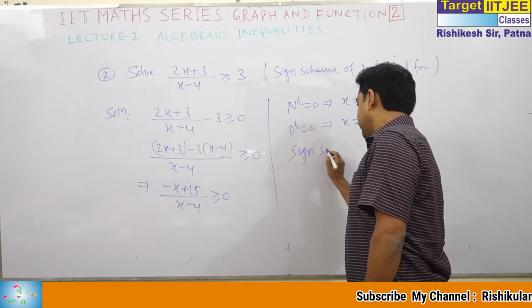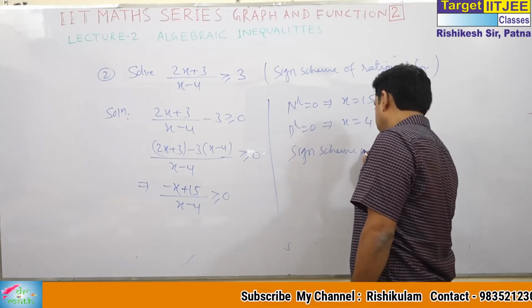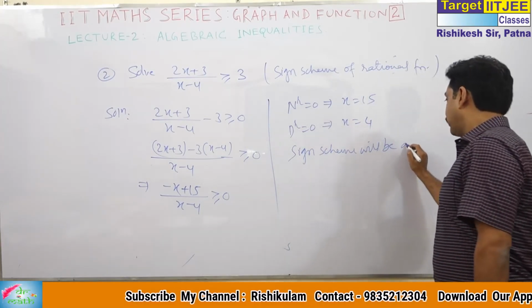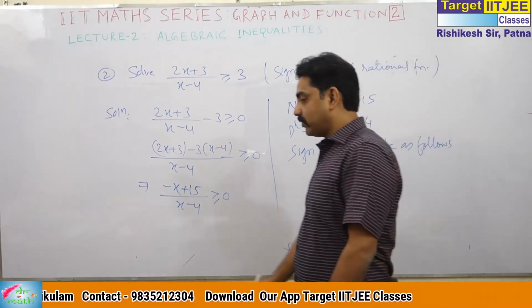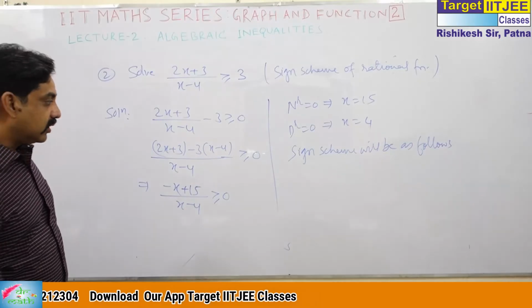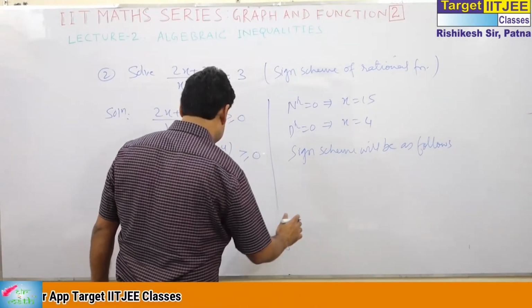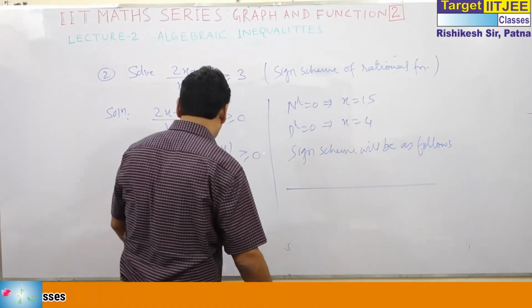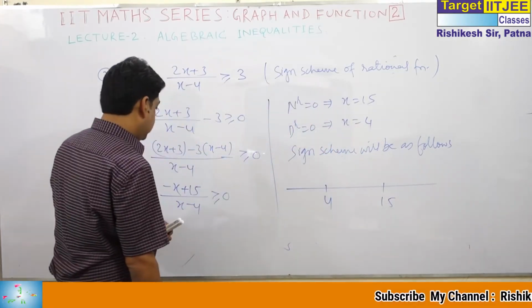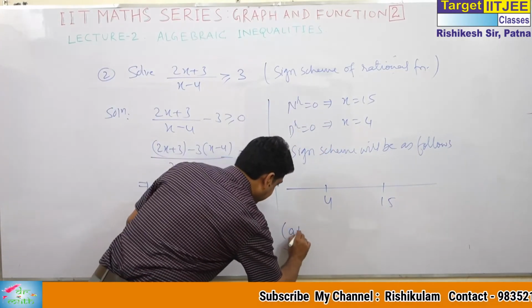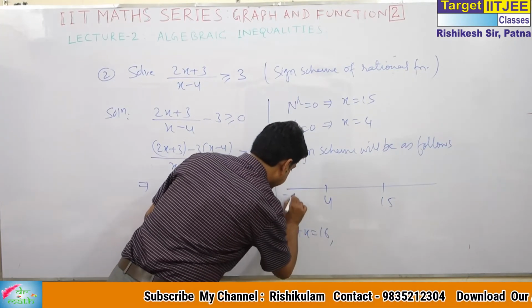Therefore, the sign scheme will be as follows. How to draw the sign scheme? This will be like this. Take the numbers, 4 and 15. Take any one of the intervals, at x is equal to 16.